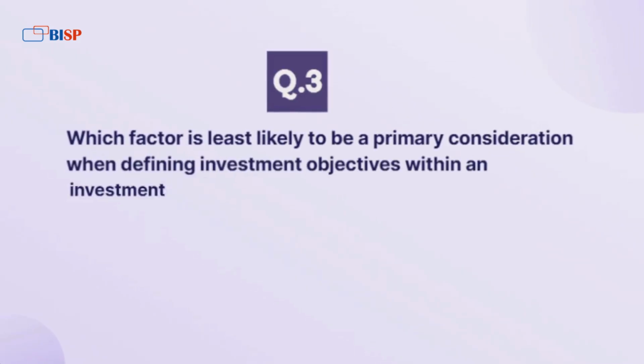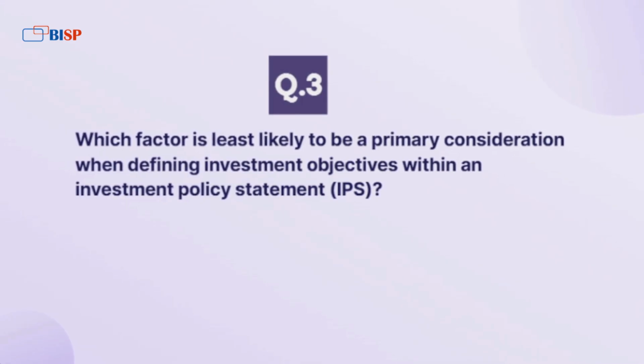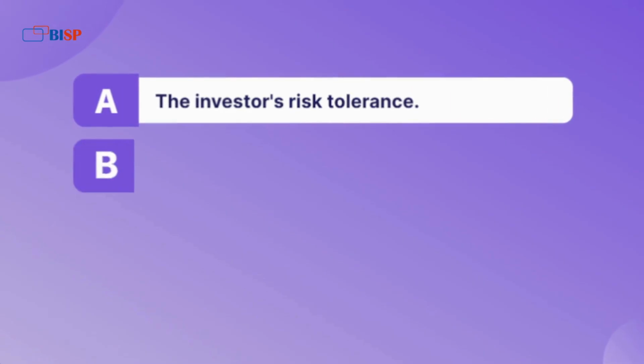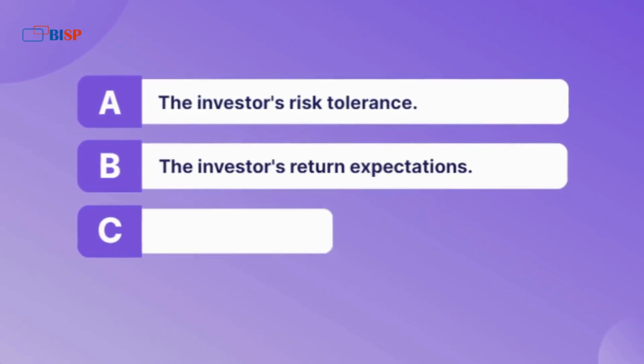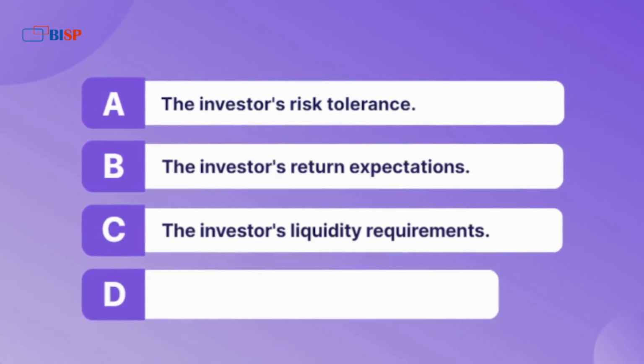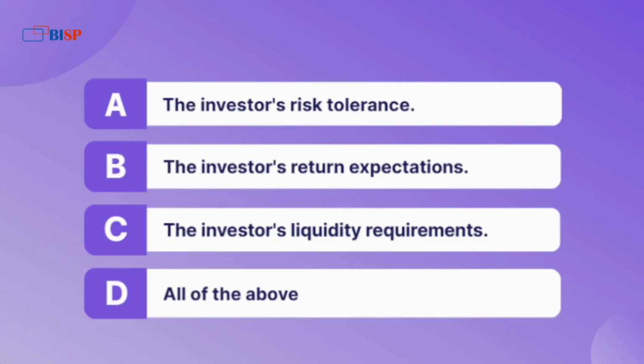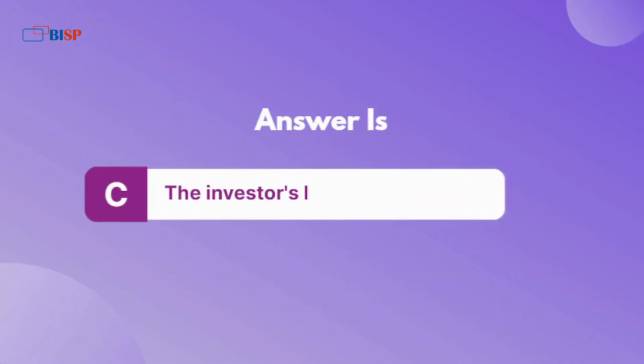Which factor is least likely to be a primary consideration when defining investment objectives within an investment policy statement, IPS? A. The investor's risk tolerance. B. The investor's return expectations. C. The investor's liquidity requirements. D. All of the above. Answer is C. The investor's liquidity requirements.